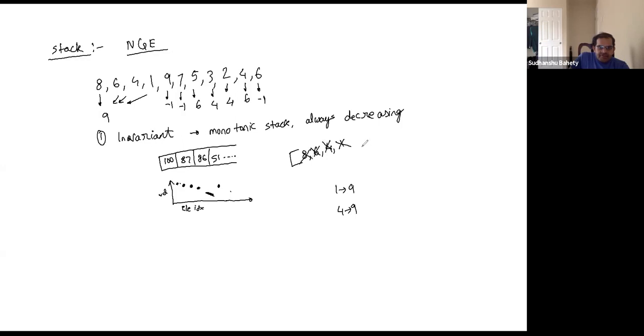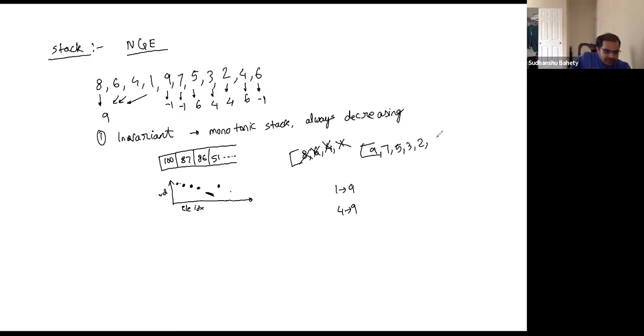When none of the elements are left, we push 9 in the stack. Then we check 7. 7 is less than 9. So we say that the next greater element for 7 is not determined. For 5 as well, 5 is less than 7. 3 is also less than 5. 2 is less than 3.